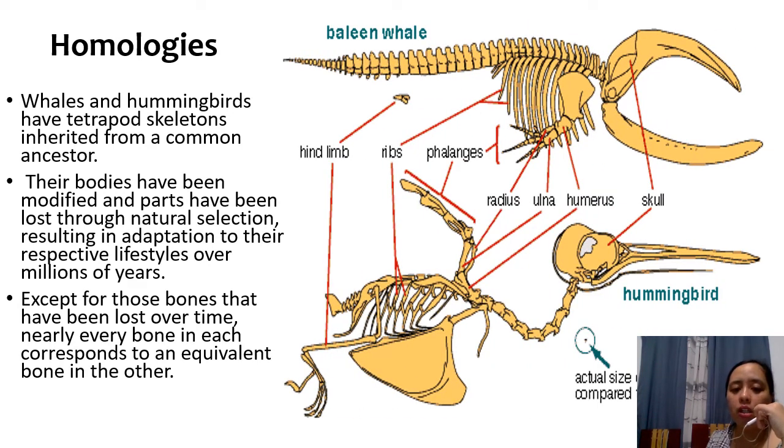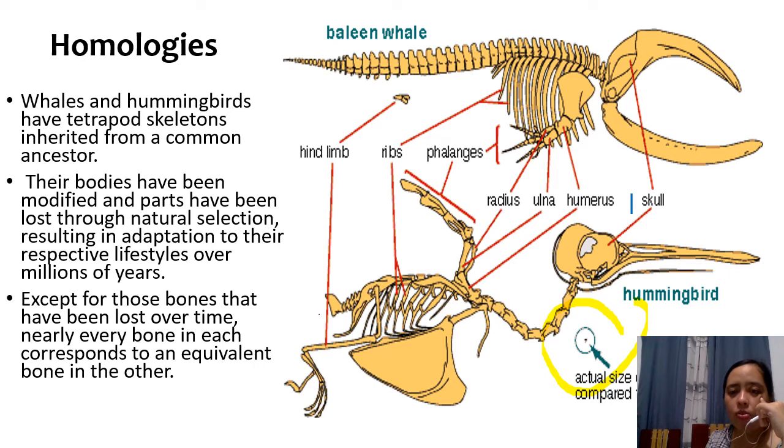bone structure. Look at this whale. You have the whale and you have here your hummingbird. Ang totoong size ng hummingbird natin, as you can see here, ito lang siya. Ang liit niya compared sa whale. But look at the similarities when it comes to the body structure. Meron tayong skull in here.